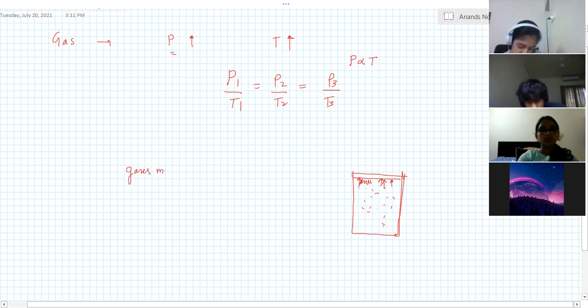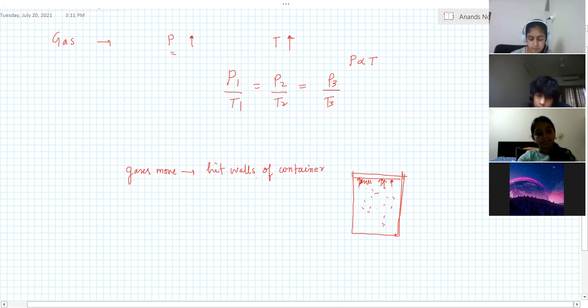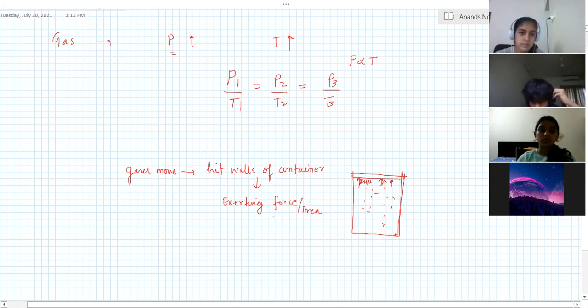Gases move and hit the walls of the container. When they are hitting the walls of the container, that means they are exerting force. Kadika, are you following this? Yes, sir. They are exerting force. Exerting force over a given area is called pressure. Force over a given area, or thrust per given area, is called pressure.